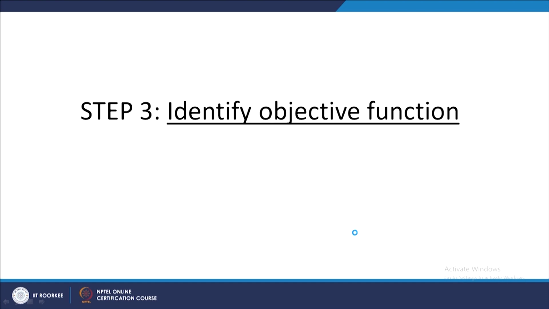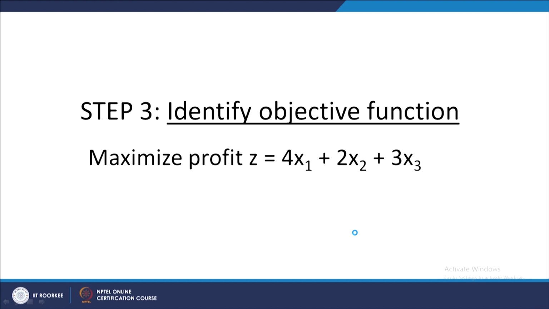The third step is the identification of the objective function. That means, what is it that we have to minimize or maximize. So, here we find in our case the profit has to be maximized, and the expression for the profit is given by 4x1 plus 2x2 plus 3x3.